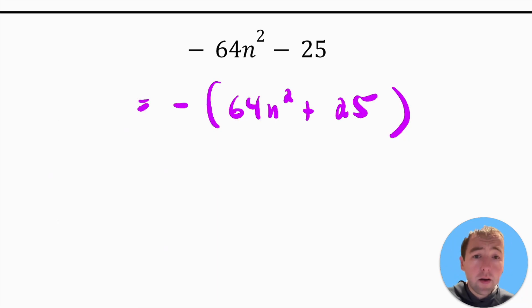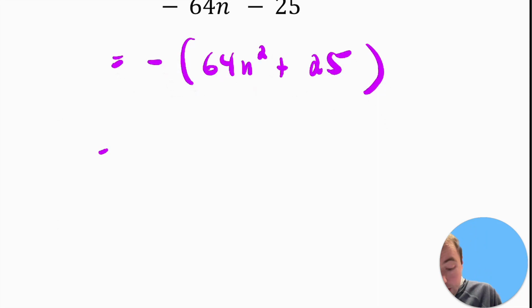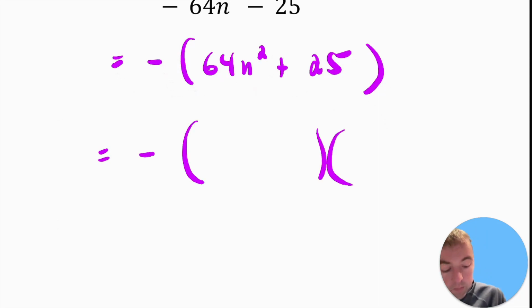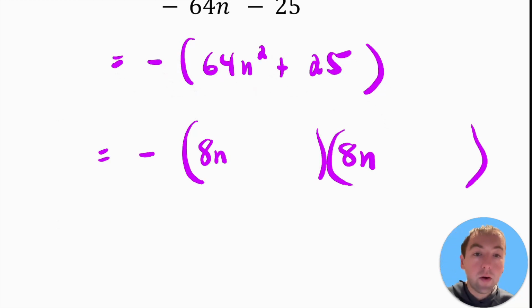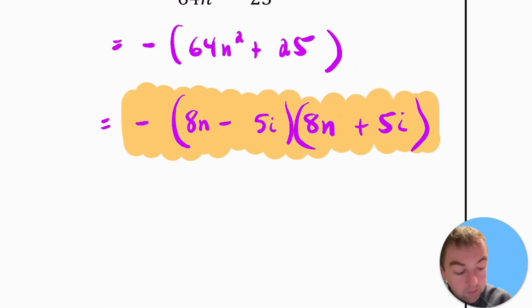And then you'll recognize that 64 is a perfect square and 25 is a perfect square. So hopefully you think that possibly 8n times 8n would work to give you 64n squared, right? But in order to get plus 25 rather than minus 25, you would want to use imaginaries. And so if you do minus 5i and then plus 5i, it should work out okay. So negative 1 times the quantity 8n minus 5i times the quantity 8n plus 5i does indeed factor it.